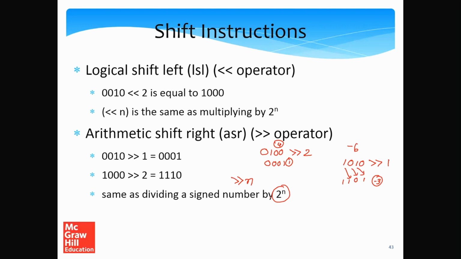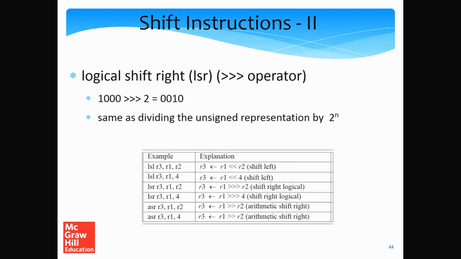Alright, so now let's consider a logical shift right, which is actually represented by the 3 greater than operators, right? The terminology has come from Java. So in this case, the sign bit is always set to 0. So this is the same as dividing the unsigned representation by 2 to the power n, right? That is its connotation. So in this case, we just move all bits n steps to the right, and the MSBs are filled with zeros.